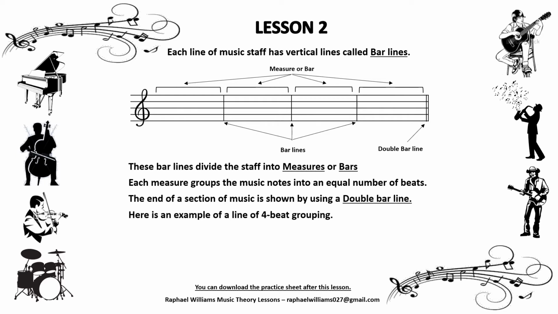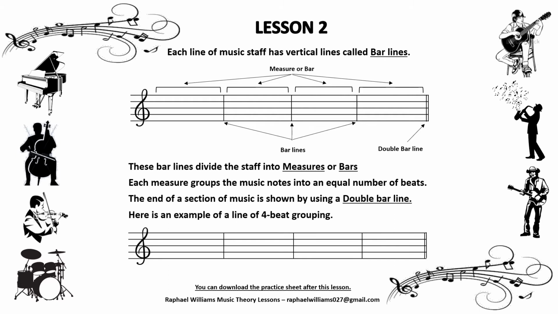Here is an example of a line of 4-beat grouping. 1, 2, 3, 4, 1, 2, 3, 4, 1, 2, 3, 4, 1, 2, 3, 4.